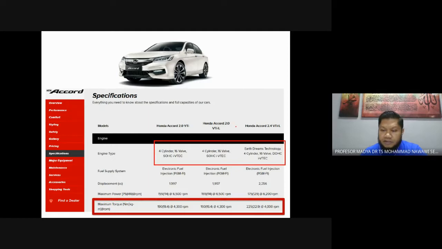Okay, different engine, dual overhead cam. So they produce a different output torque. This is the same torque, but when we talk about a 4-cylinder 16 valve Dodge, then it produces more torque.